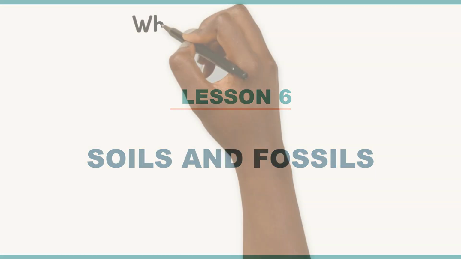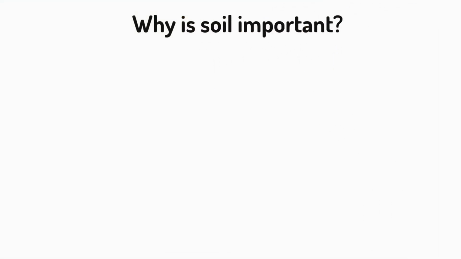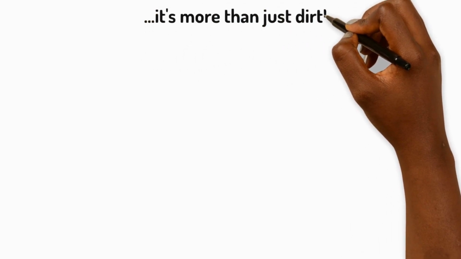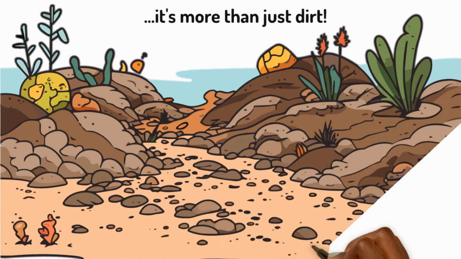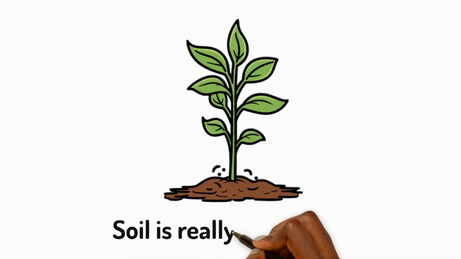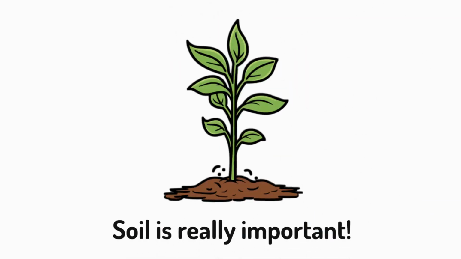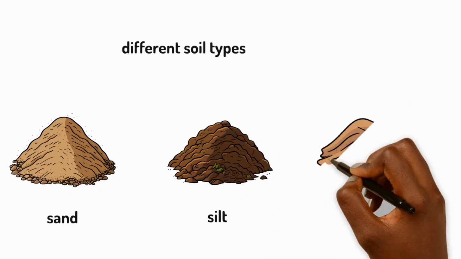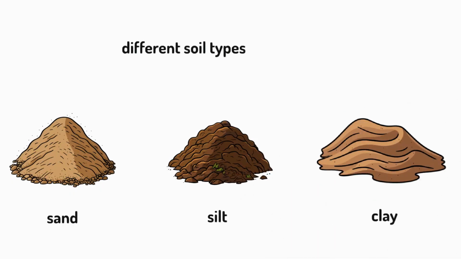Have you ever wondered what's under your feet when you play outside? That's soil. It's more than just dirt. It's a mix of broken rocks, dead plants, air, water, and even some tiny animals. Soil is really important because it gives plants everything they need to grow. There are different soil types like sand, silt, and clay. They feel different to one another and hold water differently.